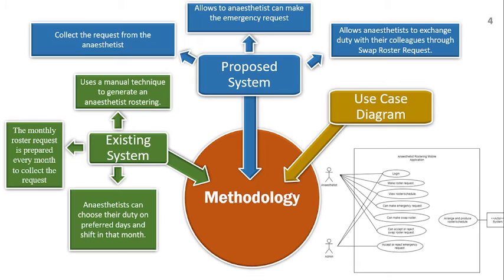The last one is the use case diagram. The use case diagram is basically the interaction between the system and the actor. So in the anaesthetist rostering mobile application, we have the authentication part like login, and then the user can make a roster request, view the roster schedule, make an emergency request and swap the roster, accept or reject the swap roster request, and accept or reject the emergency request.